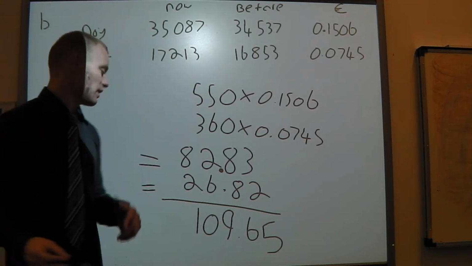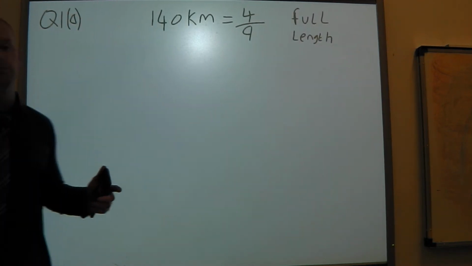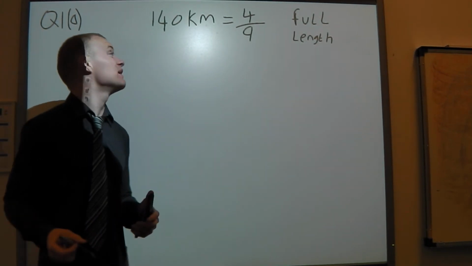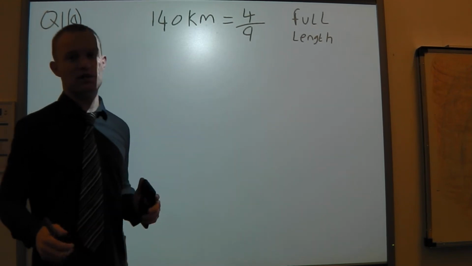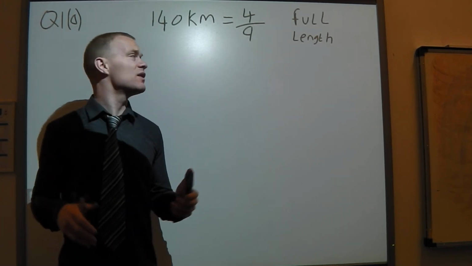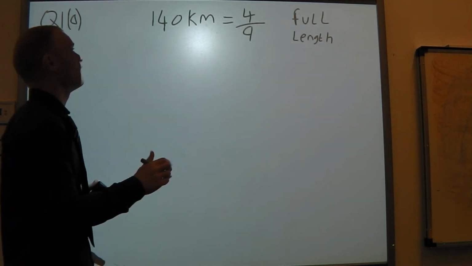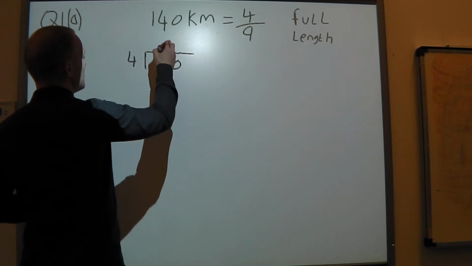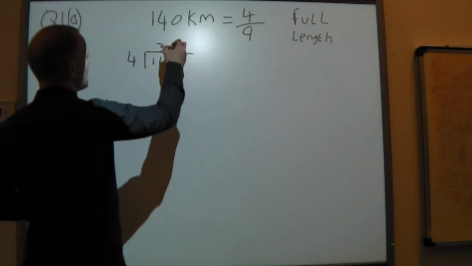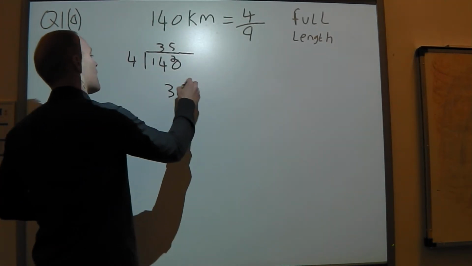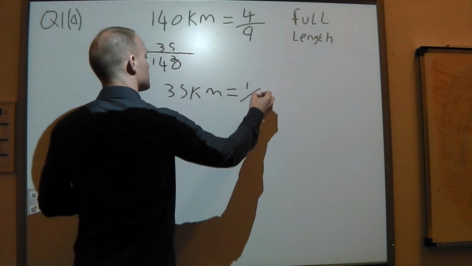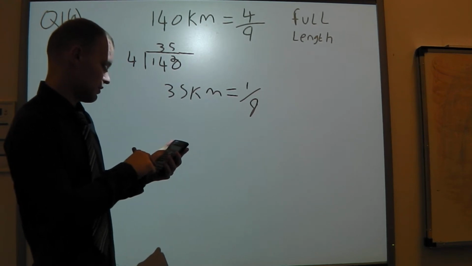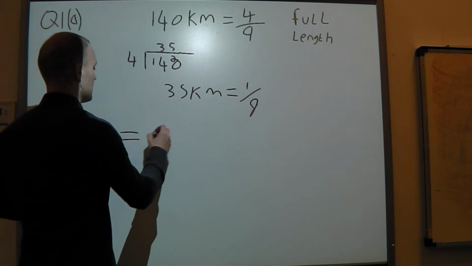There we go. And I'm actually forgetting the question here. For part one of that, we have 140 kilometers is equal to 4/9. So what we want to do here is we want to find full length. So if 140 kilometers is 4/9, we want to find out what 1/9 is first of all. So if 140 is 4/9, we divide by 4 to get 1/9. So 4 into 140. Well, 4 into 14 goes 3 times the remainder of 2, and 4 into 20 goes 5 times. So 35 kilometers is equal to 1/9. So then if we want to get 9/9, which is the total used, we want to multiply 35 by 9. And that is equal to 315 kilometers.